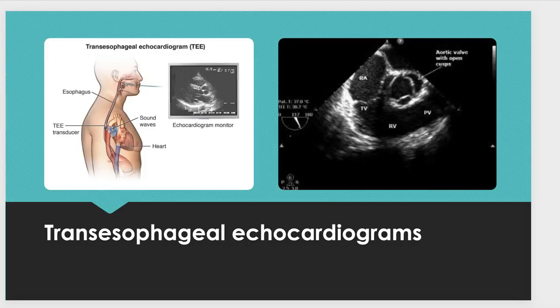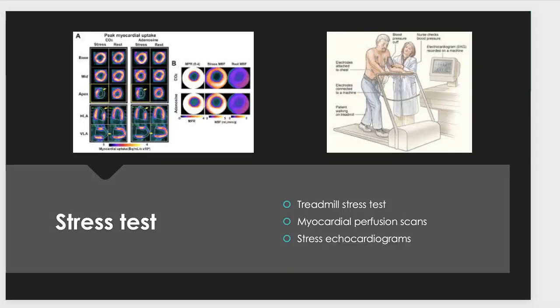Transesophageal echocardiogram, again, this is a test. It's an ultrasound probe that the patient swallows. The esophagus sits very closely to where the heart sits, so we can get better close-up imaging of the same structures. Stress test. There are many different kinds of stress tests that you can order.